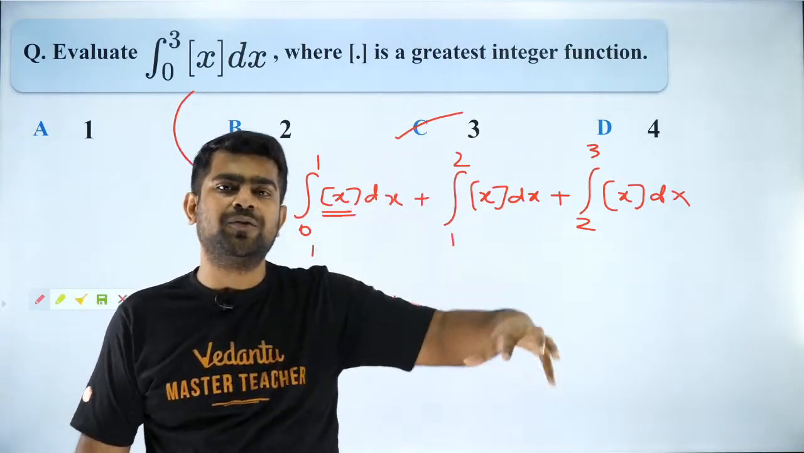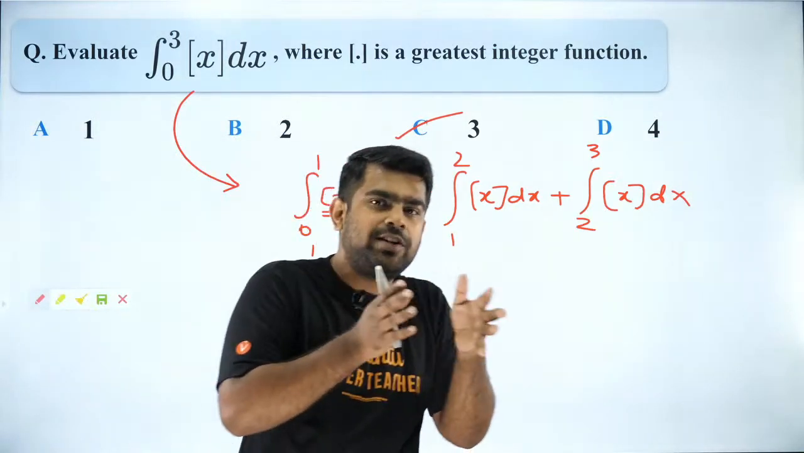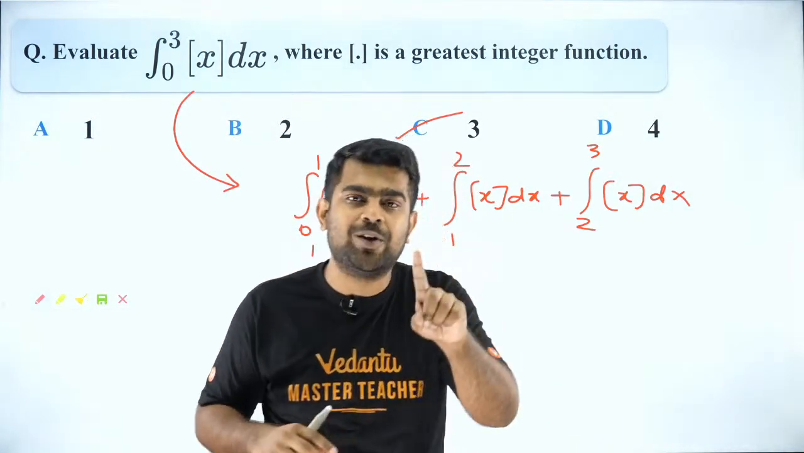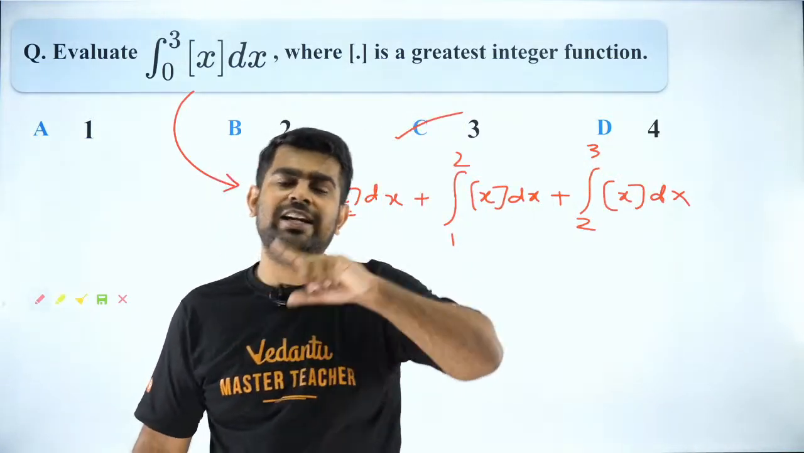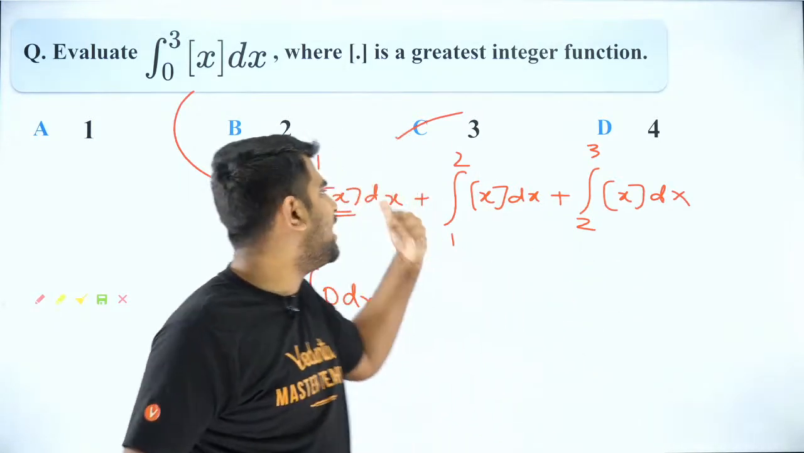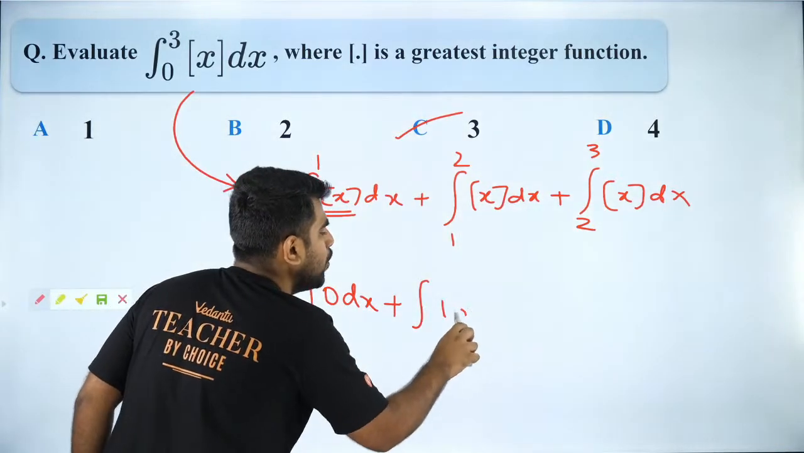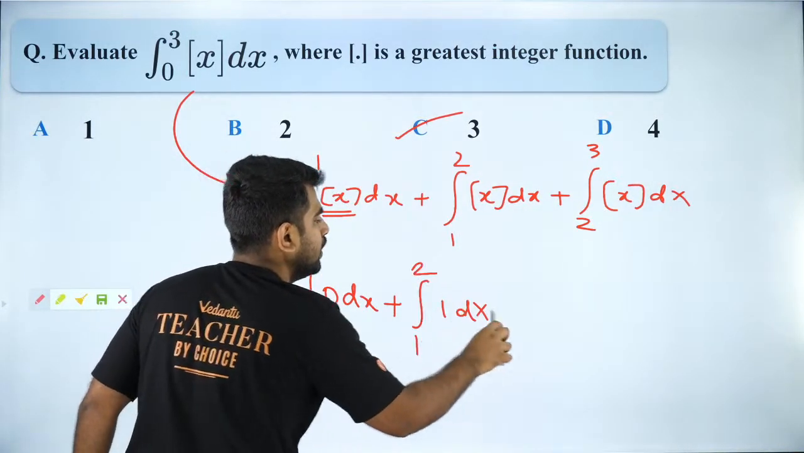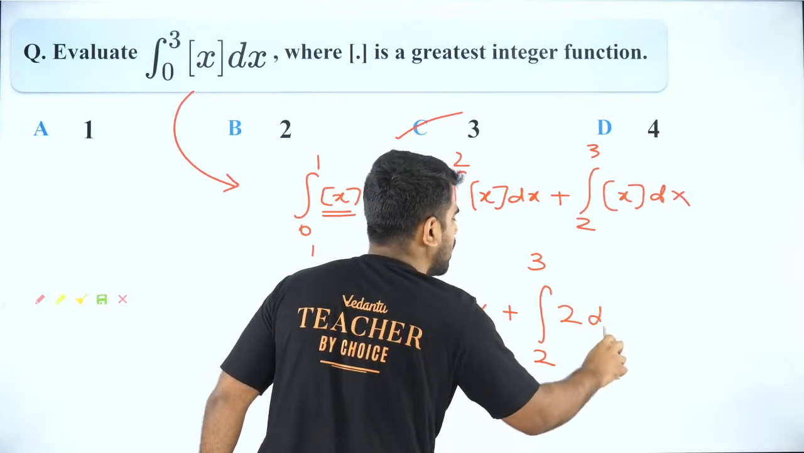Because what is GIF? GIF is the integral part. So if you have any number between 1 and 2, the integral part is going to be 1 only. Let's take 1.5. Integer is 1. 1.7. Integer is 1. 1.999. Integer is 1. So any number between 1 to 2, the greatest integer function is going to be 1 only. And any number between 2 and 3, the greatest integer function is going to be 2.